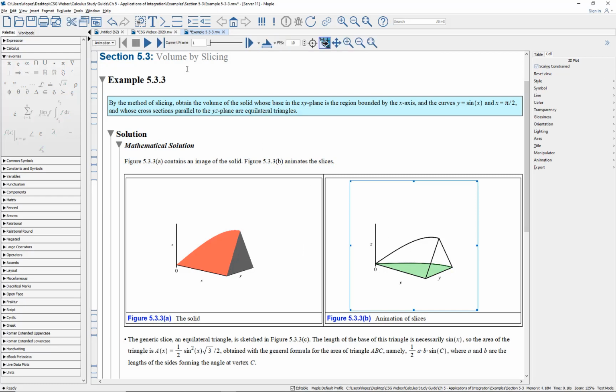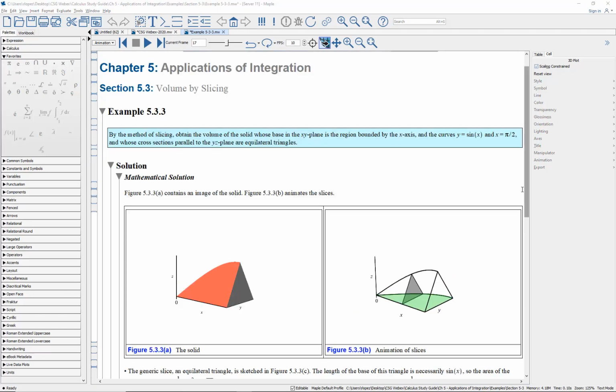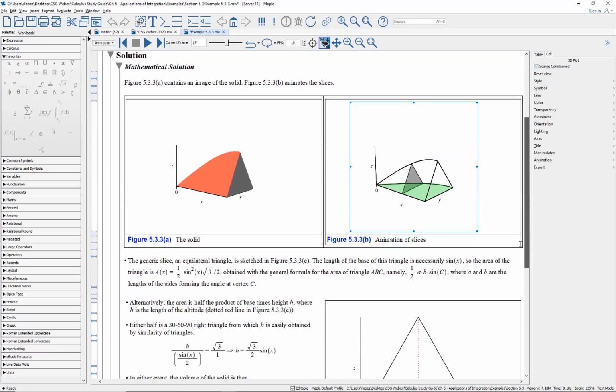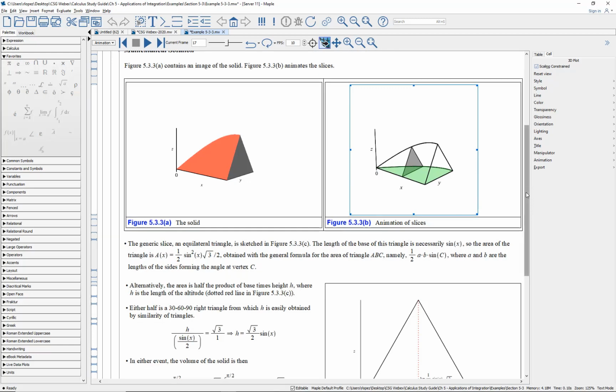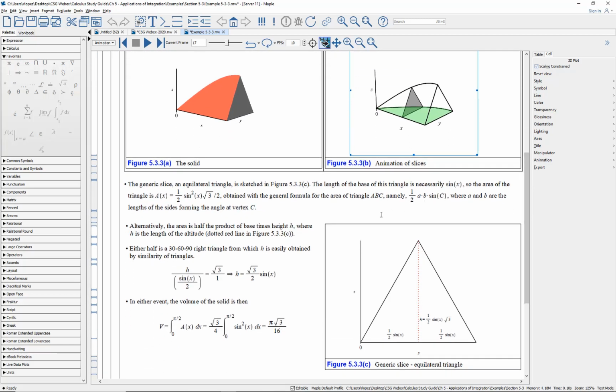This is an animation that shows, here, let's just have it run. It shows the equilateral triangles, which are the plane sections, traversing the solid. All right, let me stop that there. The computation of the area of one of these equilateral triangles is the next step in the agenda.